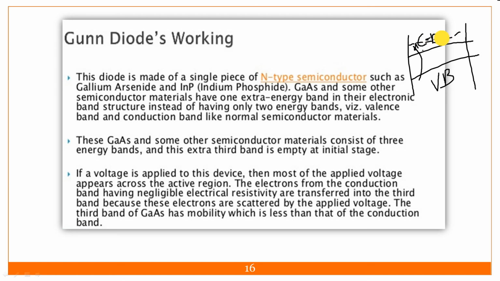Due to the scattering, negative resistance will occur, and the effect is called the oscillation effect, and we get the microfrequency. Electrons are in the valence band; if you apply voltage, they go to the conduction band. If you apply more and more voltage, beyond the threshold voltage, they go to the third band, and here they get scattered. Due to scattering, negative resistance will occur and the oscillation starts.